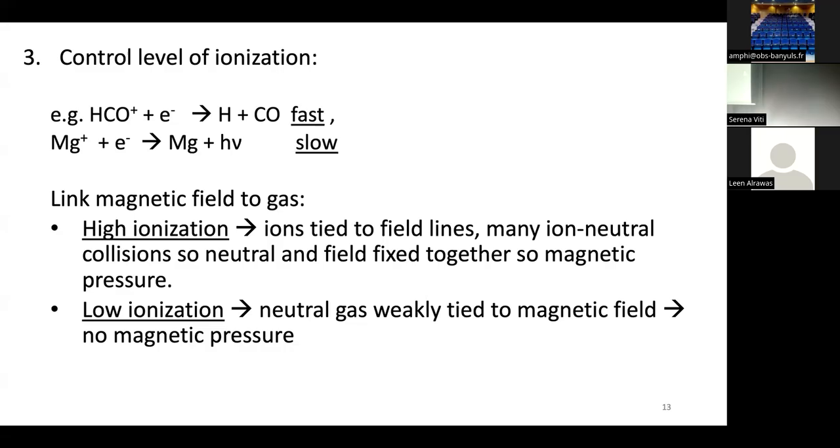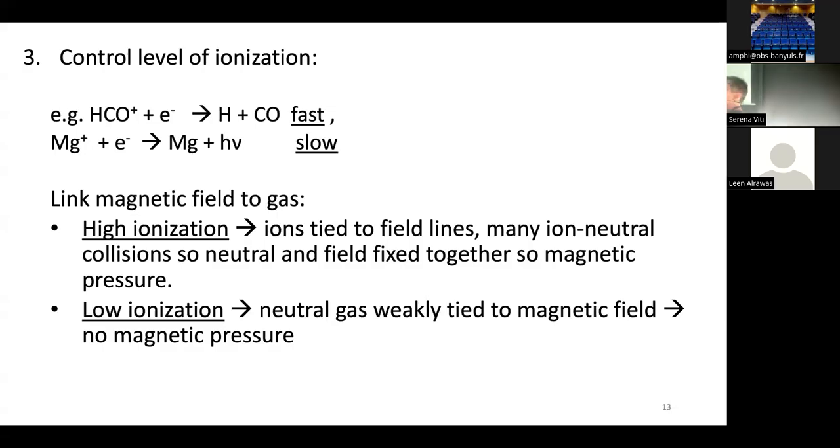And the reason why this is important is because you rely on these fast reactions to regulate the ionization of a gas. Why, again, do you care about the ionization of the gas? Let's just take the example of star formation. If you are in a gas which is highly ionized, the ions are tied to the magnetic fields, and I'm sure you should know all about it because you had the magnetic field lecture already, then many ion-neutral collisions will occur, and so also the neutrals will be tied to the magnetic fields. And so you have magnetic pressure.